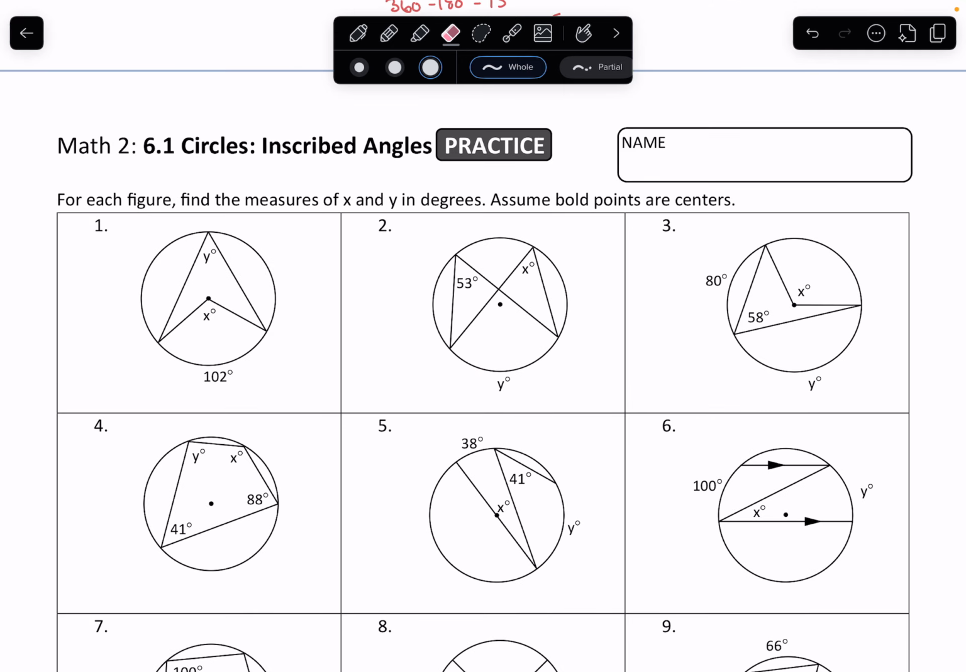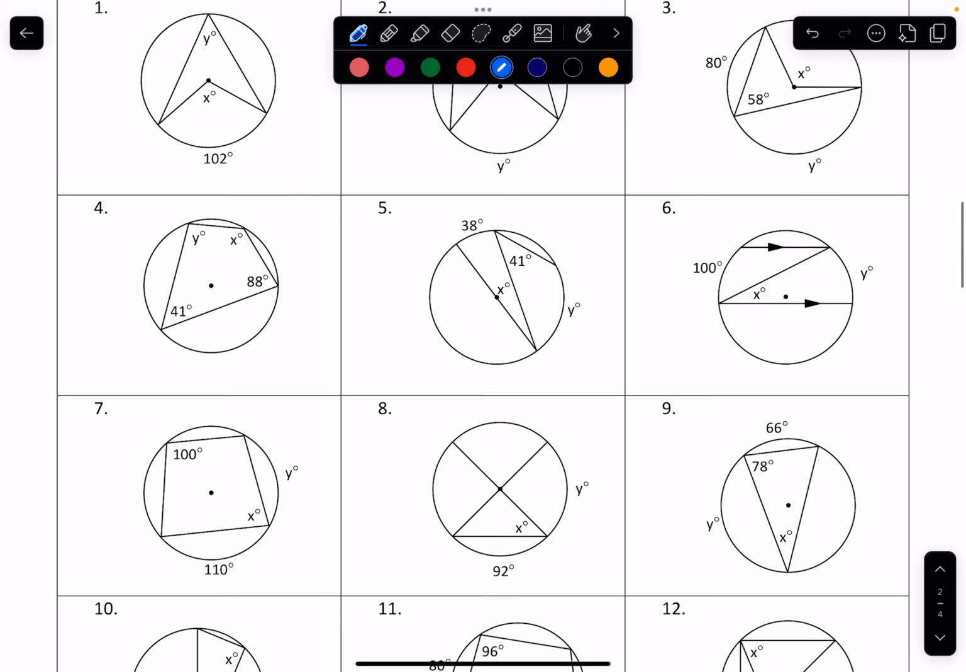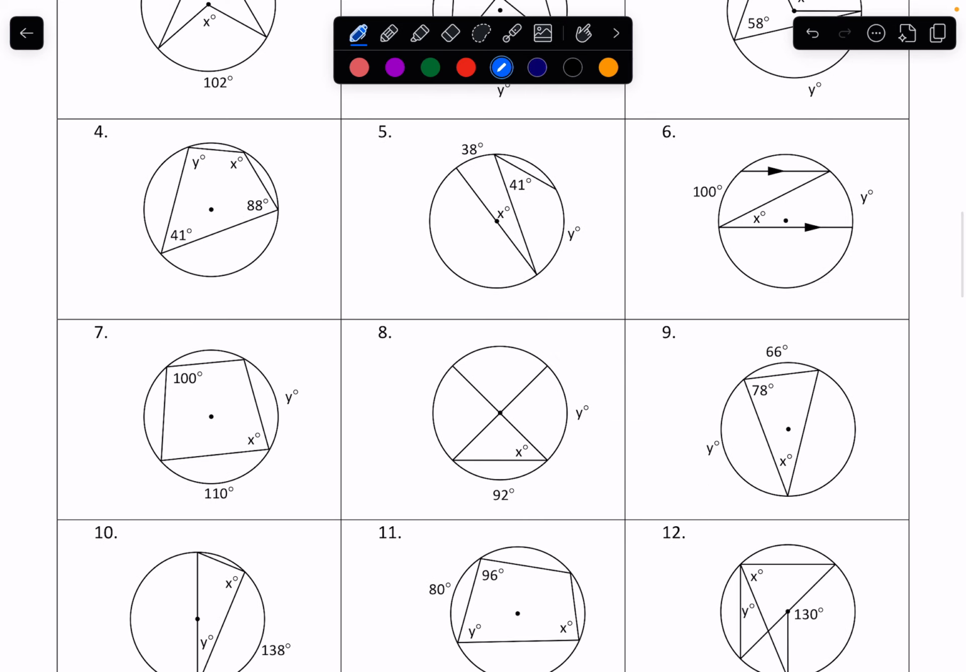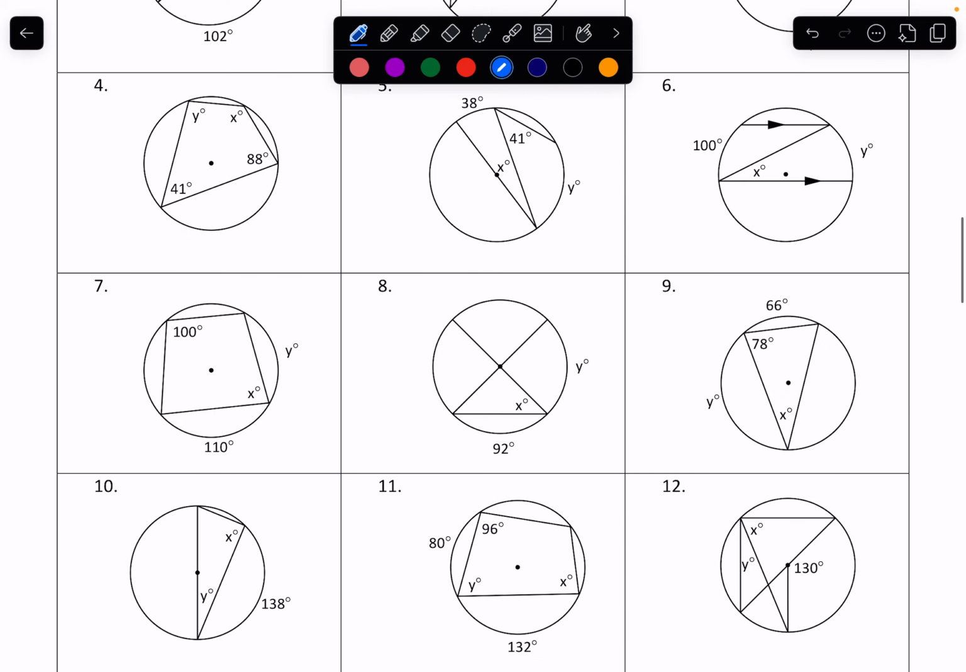So if you kind of work your way, use some colors to kind of help you organize your thoughts and organize the picture, because some of these have a lot of things going on with numbers and letters all over the place, and it can be hard to keep track of what information goes where.